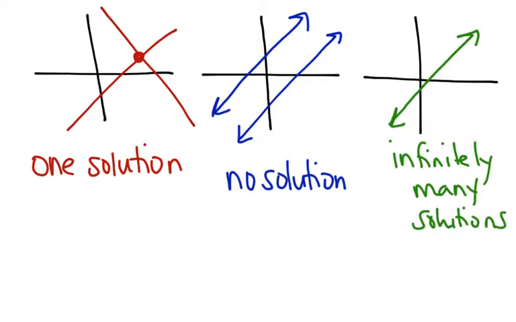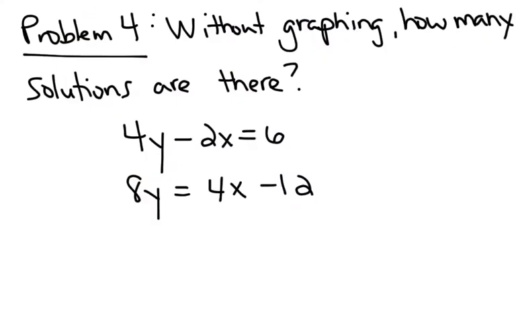I claim to you that we don't need to actually graph them to determine how many solutions there are going to be. You may have to graph it to find the solution, but I can tell you if a system has one, no, or infinitely many solutions by doing a little bit of algebra. So let's do a problem where we're going to show how you don't need graphing in order to determine how many solutions there are. I want to figure out how many solutions there are to the system 4y minus 2x equals 6, 8y equals 4x minus 12.